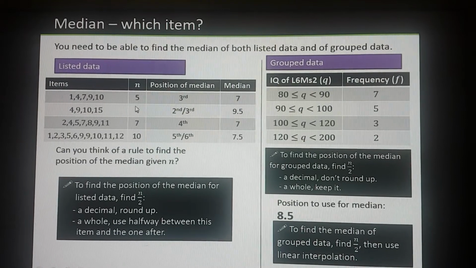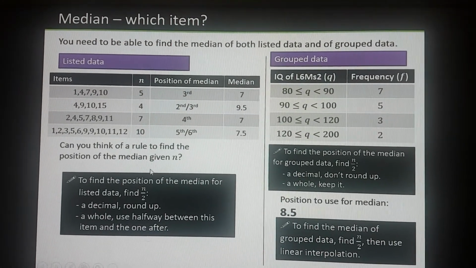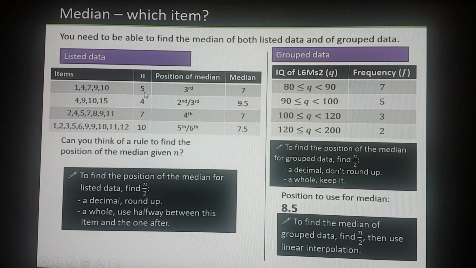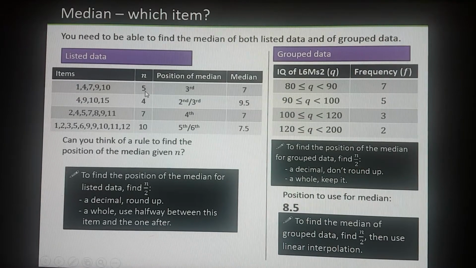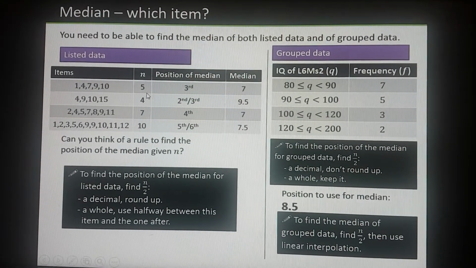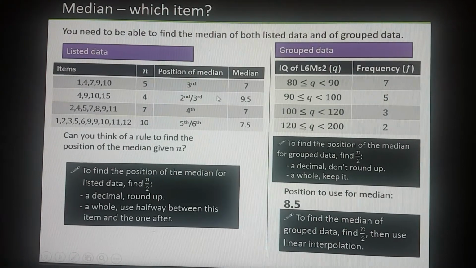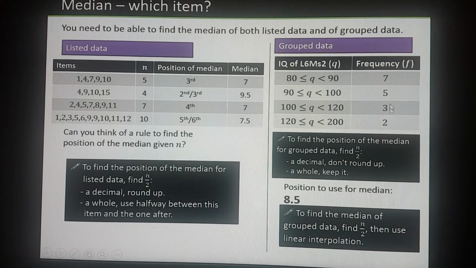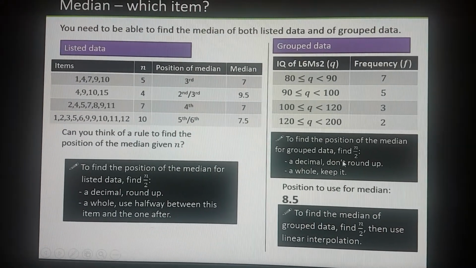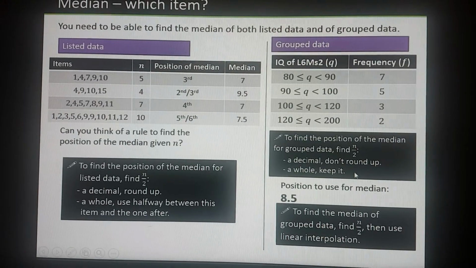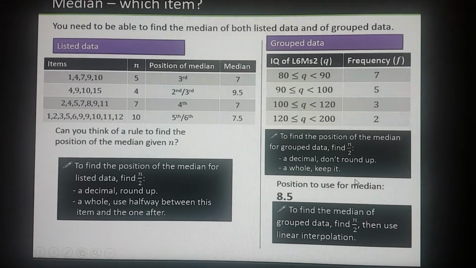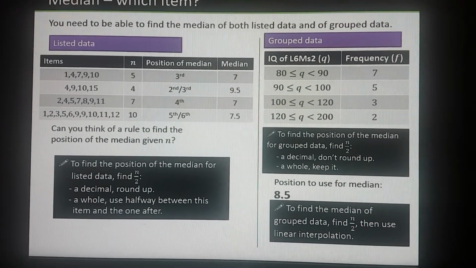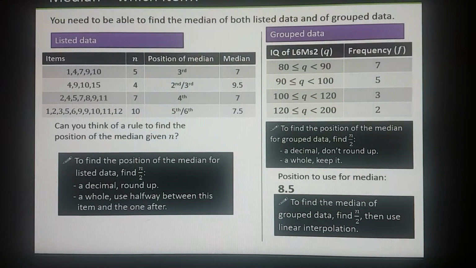So again, in listed data, to find the position of the median, we divide n by 2, and then we round it up if it's a decimal number. If it's a whole number, we take that number and the number after it. While if we have grouped data, after finding n, we divide by 2. If it's a decimal, we don't round it. If it's a whole number, we still keep it as a whole. We don't say it's between that number and the number after it. And to find the median, we use linear interpolation.